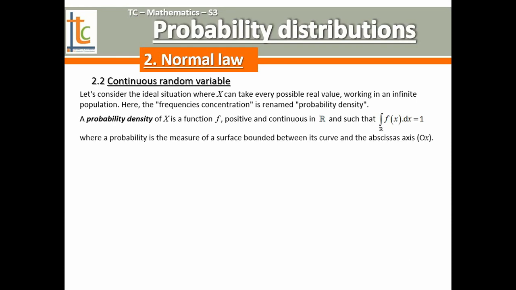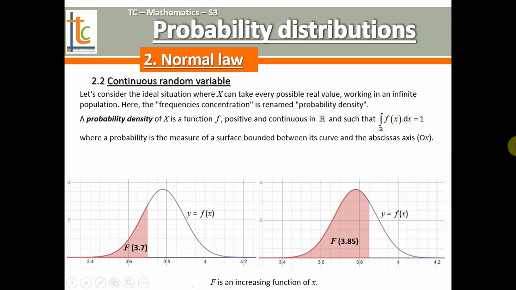A probability density of x is a function f, positive and continuous in R, and such that the integral on R, so from negative infinity to positive infinity, the global integral of f equals 1. So, of course, the probability of every possible value of x must be 100% in the end. So 1. Where a probability is the measure of a surface bounded between its curve and the abscissa axis. Okay, so it looks like that, for example.